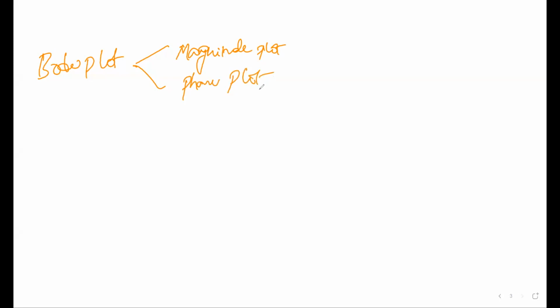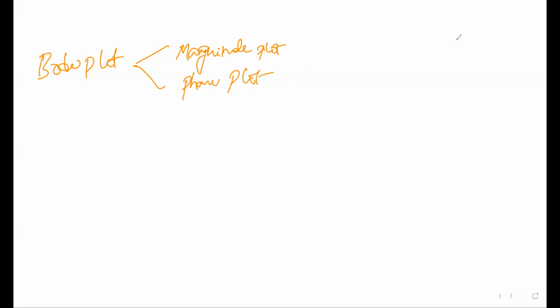Right. Now, what is Bode plot? The Bode plot is a plot which is used to find out the frequency response of the system. So the Bode plot consists of two plots. That is the magnitude plot. What is the other one? Phase plot. So the Bode plot consists of two plots.